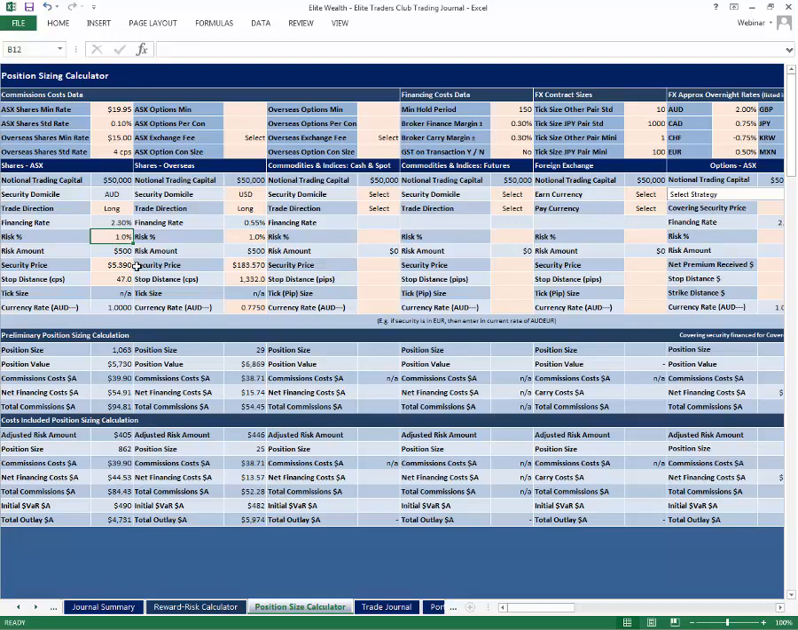Totally your call on there, so you can edit this amount on here if you wanted to. So that's the position sizing page set up.